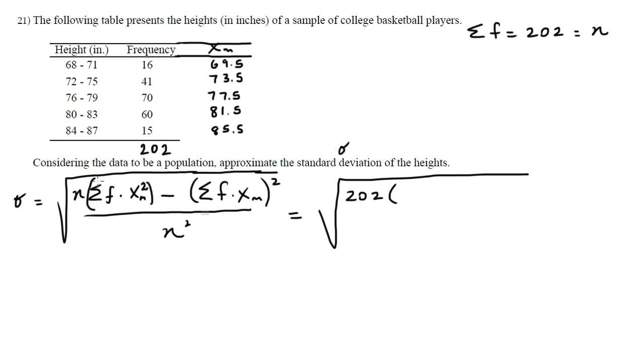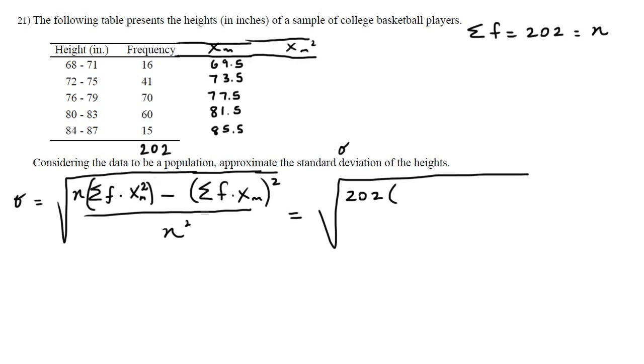Okay. So what we're saying here is you've got to calculate all of this before you take the sum. So I need to square each of the midpoints, multiply by the frequency, and then add all of that up. So let's square each of these midpoints.